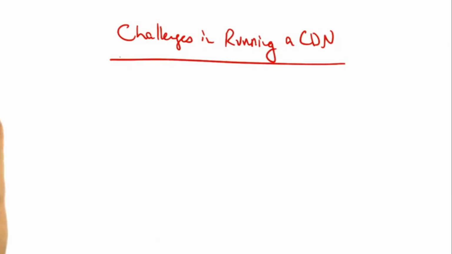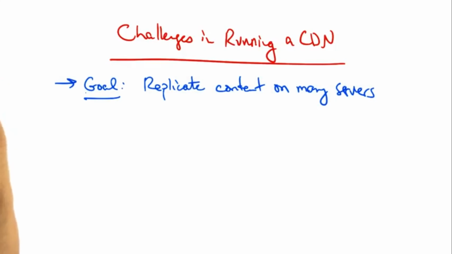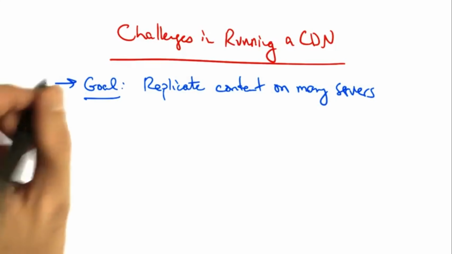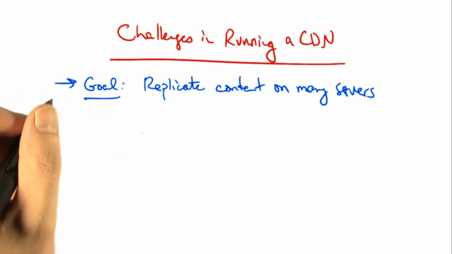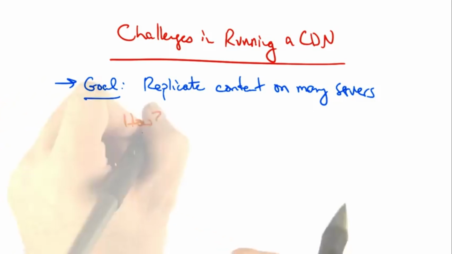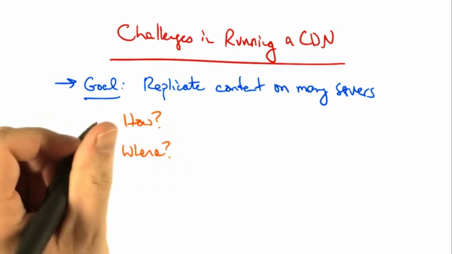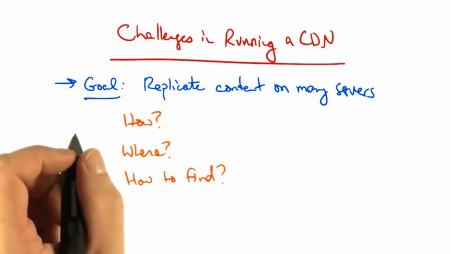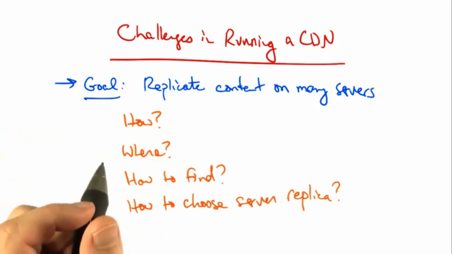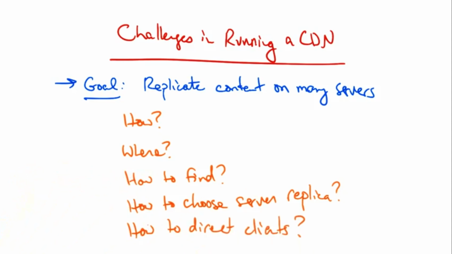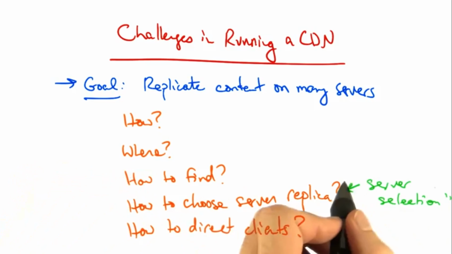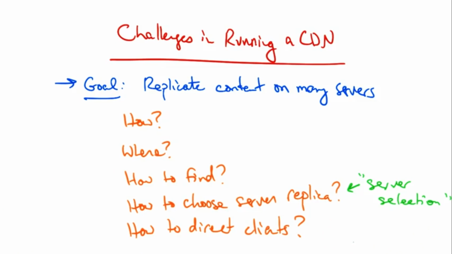Operating a CDN presents many different challenges, and the underlying goal is to replicate content on many servers so that the content is replicated close to the clients. Yet this leaves many open questions, including how to replicate the content, where it should be replicated, how clients should find the replicated content, how to choose the appropriate server replica or cache for a particular client, and how to direct clients towards the appropriate replica once it's selected. This problem is commonly known as server selection, and this problem is sometimes called content routing. Let's take a look at each of these problems in a little bit more detail.